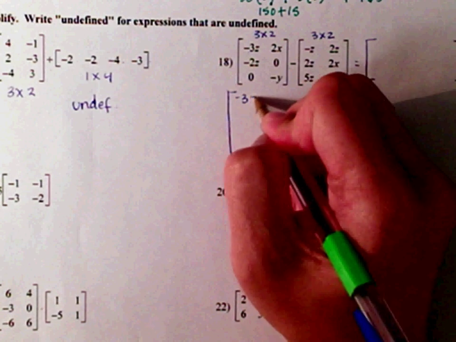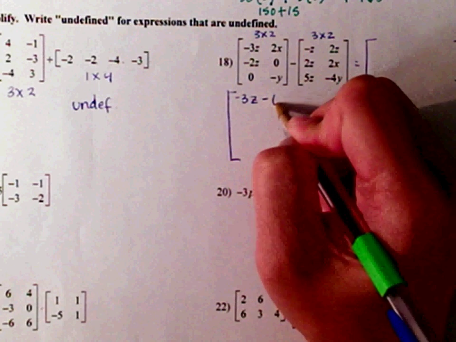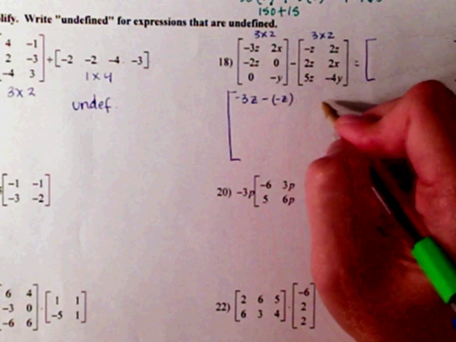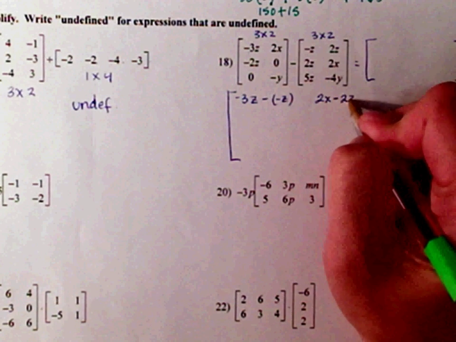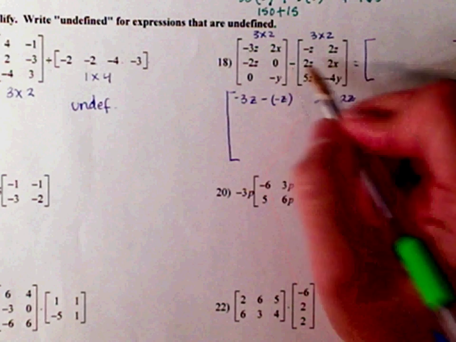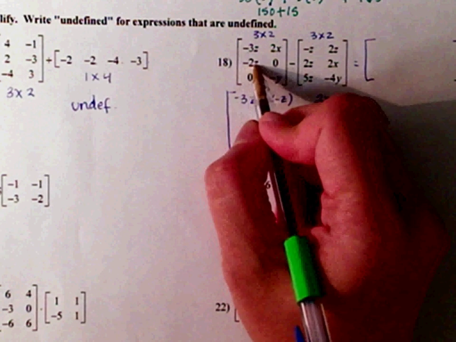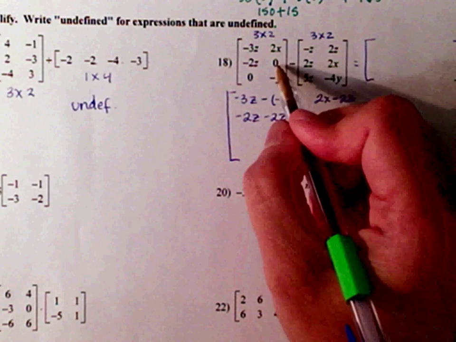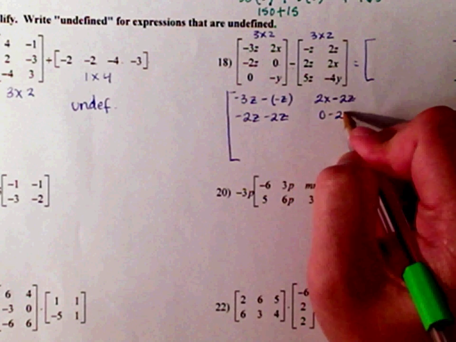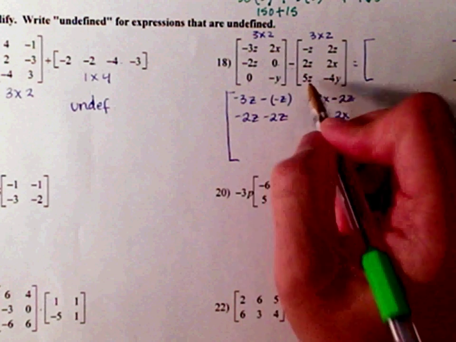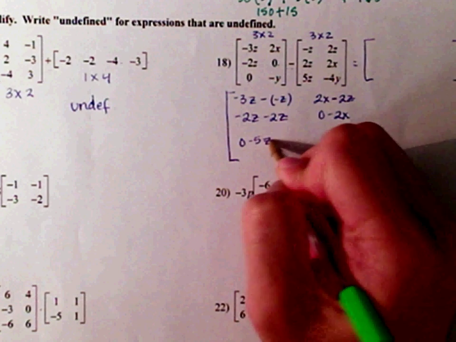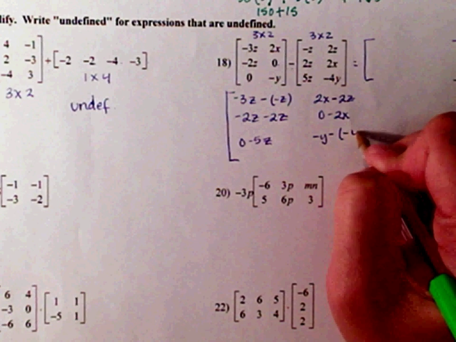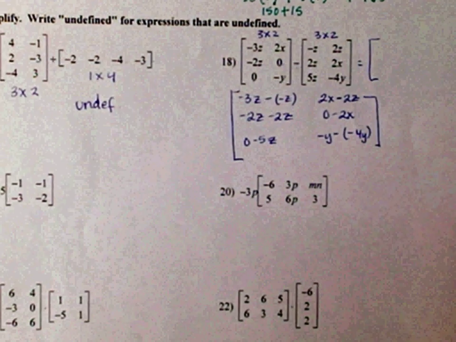So you're going to take negative 3z minus negative z, okay? Next, you're going to take 2x minus 2z, because I have a minus right here. Continue on, negative 2z minus 2z. Okay. 0 minus 2x. Next entry, 0 minus 5z. Next, negative y minus negative 4y. Okay? And now you're going to simplify.